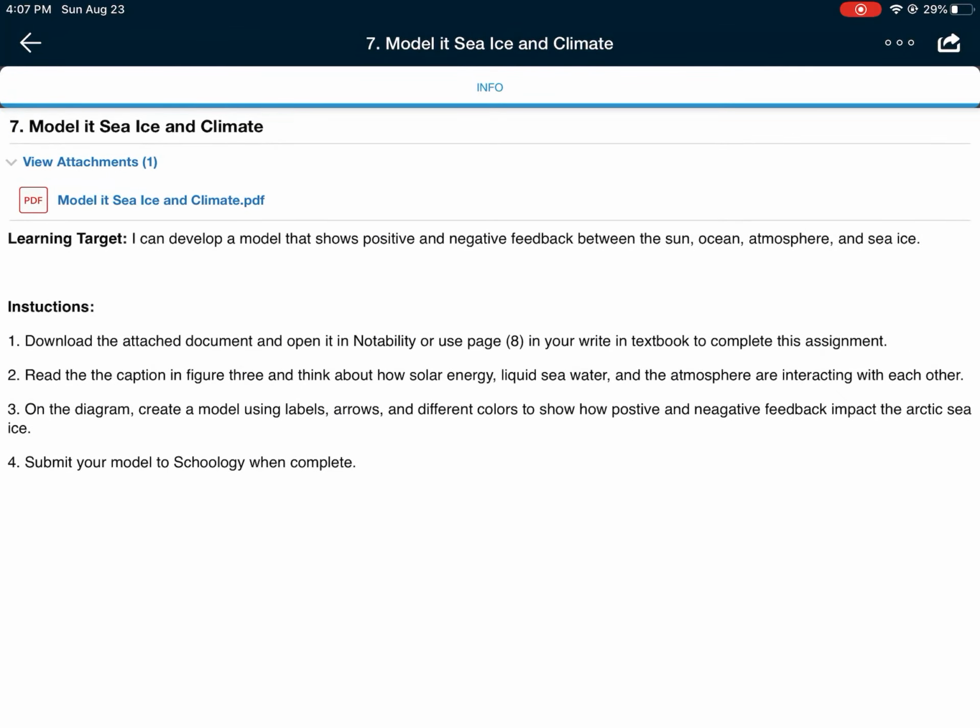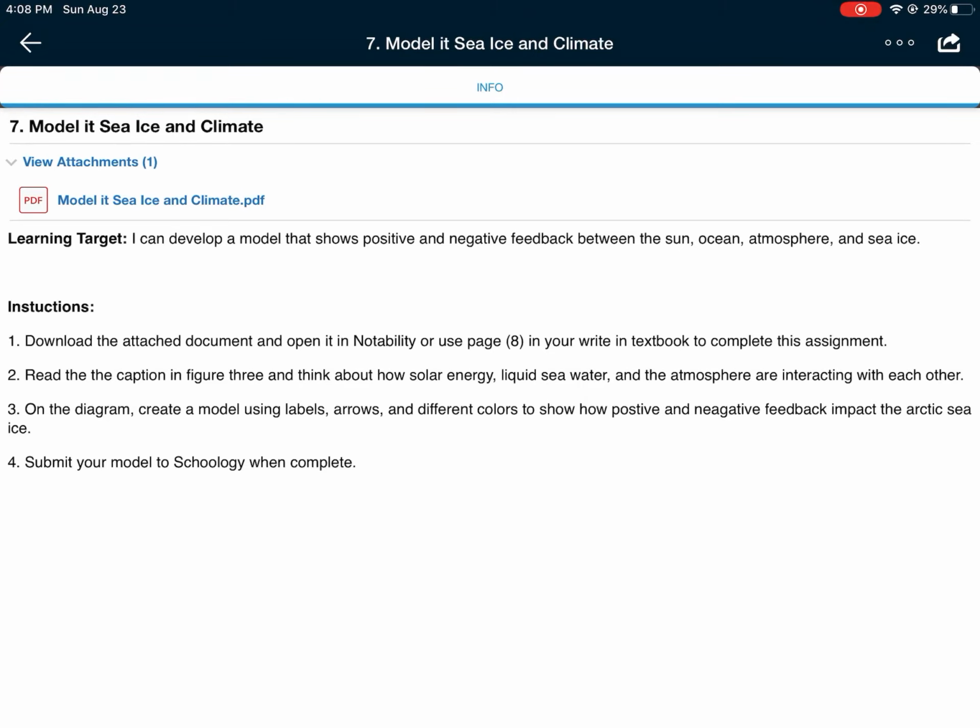All right, in this assignment, we're going to be creating our first model. Models are going to play a really important role in what we're learning this year in science. A model can be something that you build. It can be a picture. It can be a drawing. And what a model is supposed to do is show us how something works. It's supposed to show us the connections between a concept.